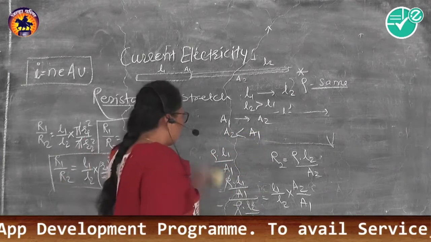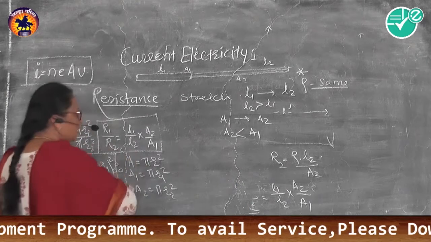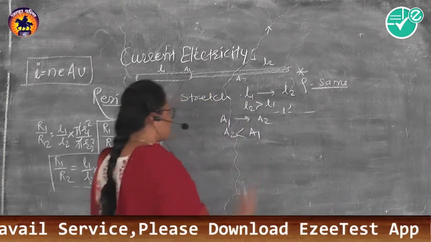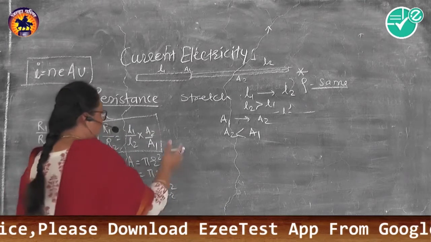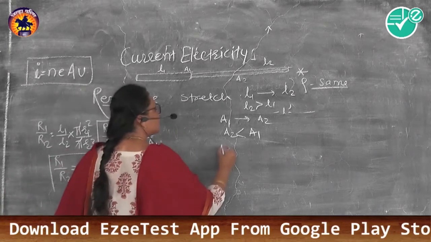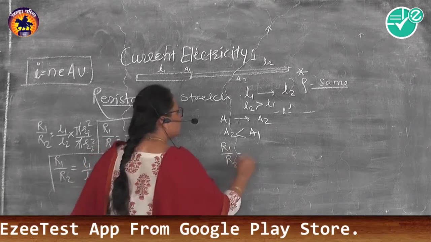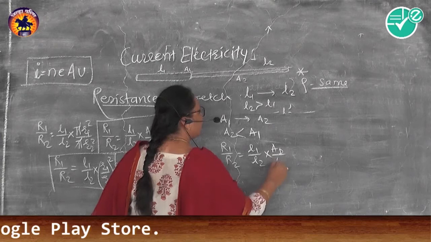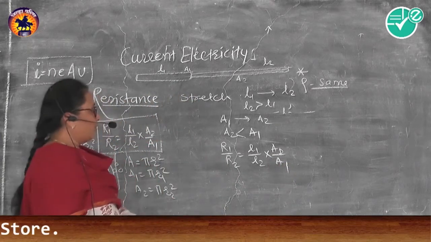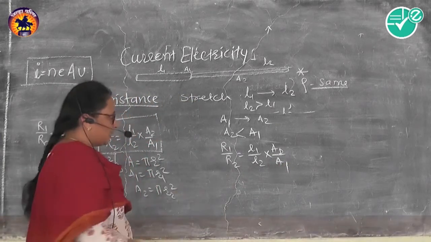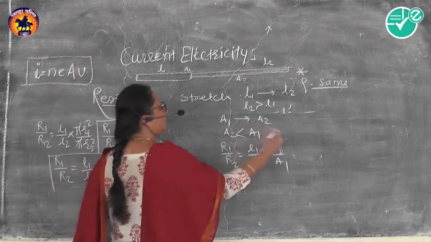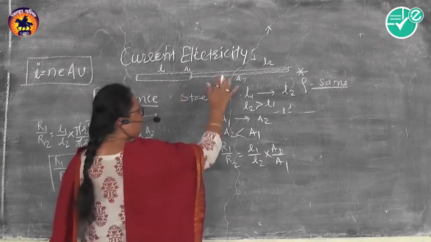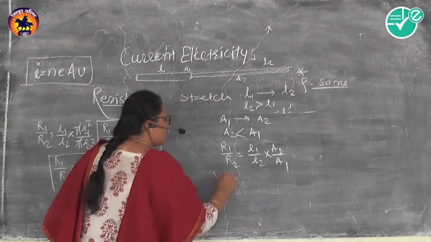In that case we cannot relate this in this form, because whether the area of cross section is increased or decreased, we have to use another thing, but we use the same relation, R1 upon R2 is equal to L1 upon L2 into A2 upon A1. Because if we are given only the change in length, then the same resistance can be written in terms of length only. For that, as we stretch this conductor, the volume remains the same.